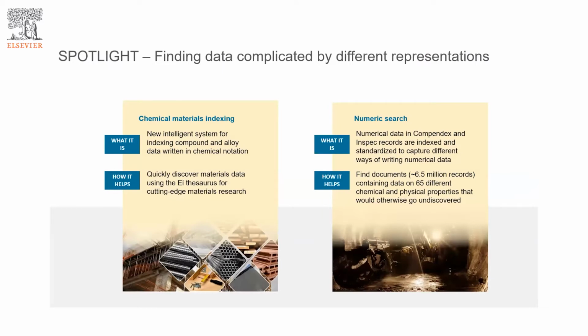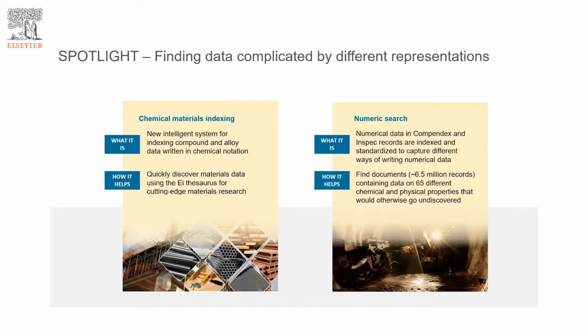Another spotlight on how we help you find data that's in a little bit more of a complicated pattern. We do chemical and materials indexing. So you can search for chemical terms or material types in EV, and behind the scenes we will do the indexing that makes it easier for you to find those.